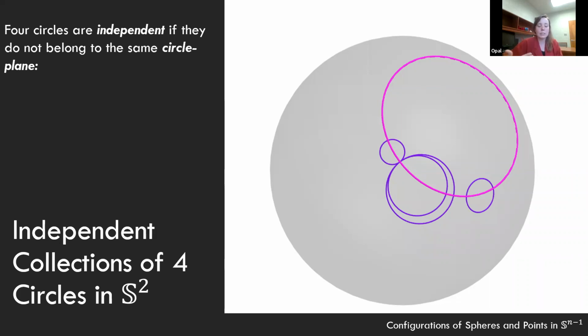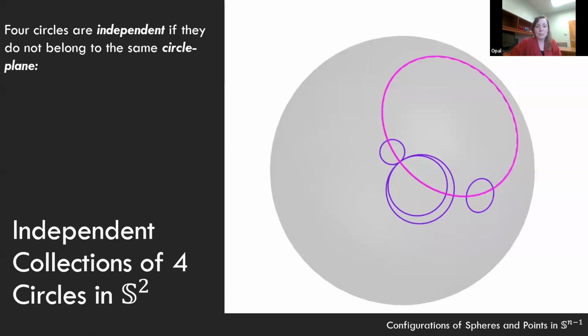So if I'm looking at circles in the 2-sphere, then that means I have to have a collection of 4 circles that correspond to a basis of vectors for R4. And so that means here that there's a restriction on what I am allowed, or what I must see happen in my collection of circles. Specifically, I have to have 4 circles that we call independent, which means they do not belong to the same circle plane.